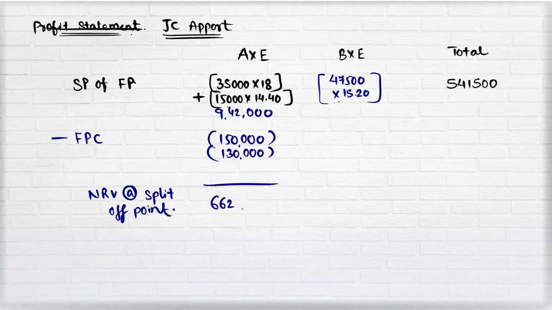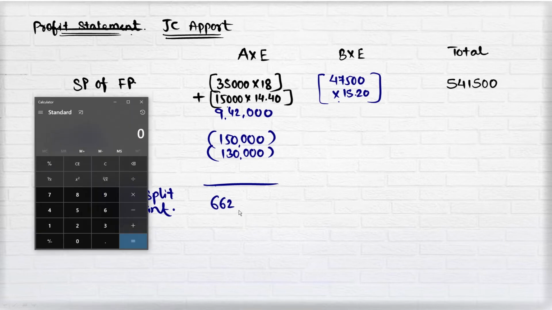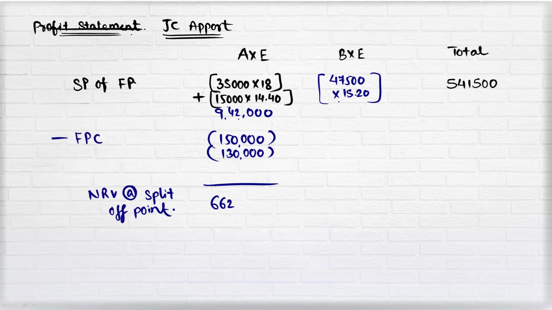6,62,000. It is 6,62,000. Here 9,40,000. It is 8,46,000. 8,46,000 minus 2,80,000 is 5,60,000.